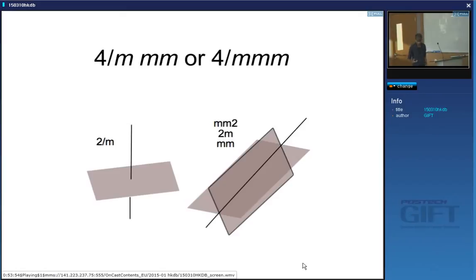Okay, so you've already learned how to write point group notation. You know, 2 with a symbol m next to it means that you've got a mirror plane containing a twofold axis. And 2 over m means you've got a twofold axis and a mirror plane this way, at 90 degrees to the mirror plane. So we have 2 over m and 2mm.